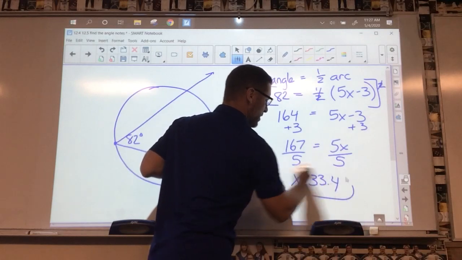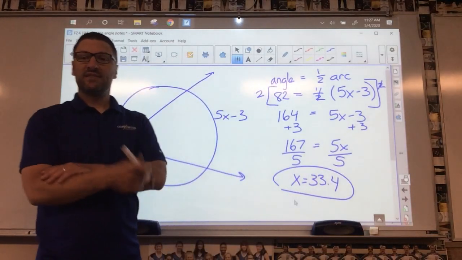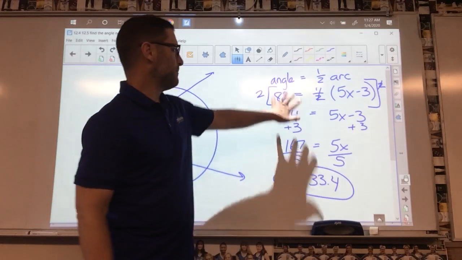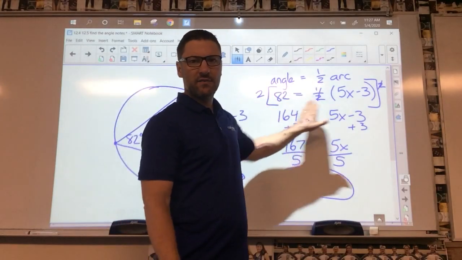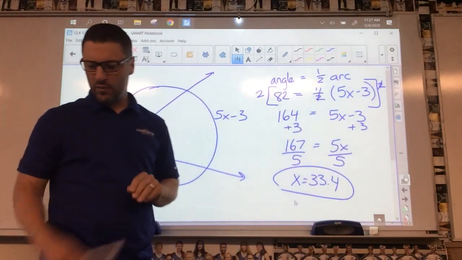When you hit an algebra problem with this stuff in, if you see x's, I would start by writing that down and then start filling in your values and going with it.